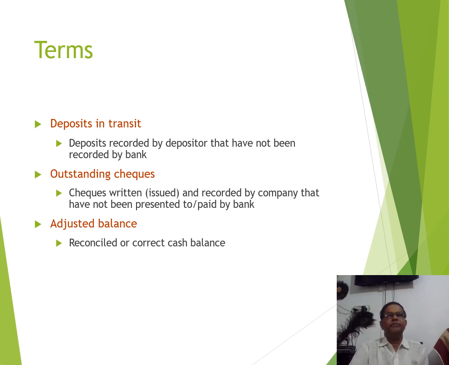So here, there are other terms which are very important in accounting. Deposit in transit: deposits recorded by the depositor that have not been recorded by the bank. Outstanding checks: checks written, issued and recorded by the company that have not been presented to the bank. And adjusted balance: the reconciled or correct balance. So these are all the various terms we use in bank reconciliation.